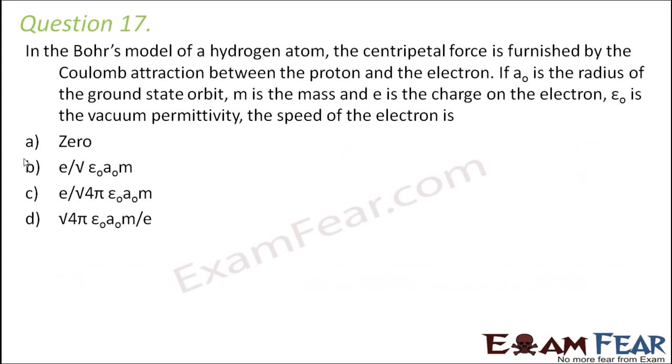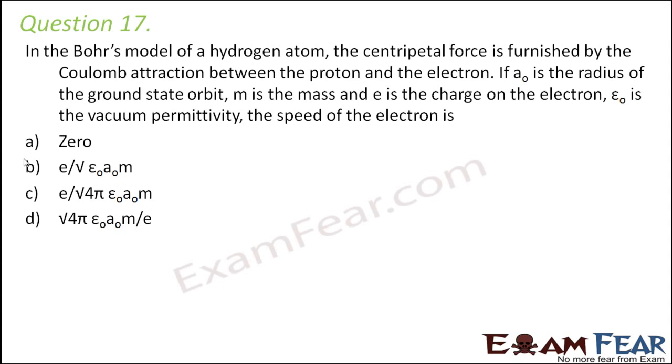Question number 17. In the Bohr's model of hydrogen atom, the centripetal force is furnished by the Coulomb's attraction between the proton and the electron. If A0 is the radius of the ground state orbit, m is the mass and e is the charge on electron, epsilon naught is the vacuum permittivity, the speed of the electron is.